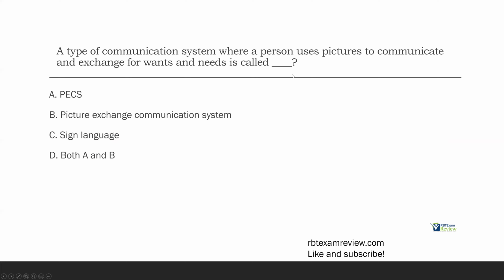Well, obviously it's not sign language, right? We're using these pictures to communicate in exchange for wants and needs. It's going to be a picture exchange communication system. Now, you might have heard of this. You might have not. And that's okay if you haven't. I'm trying to make you aware. If you see the acronym PECS, it's just the same thing. It's this system of communication where we have tokens or pictures or whatever that we're using to communicate wants and needs. So a type of communication system where a person uses pictures to communicate in exchange is called PECS, or picture exchange communication system.